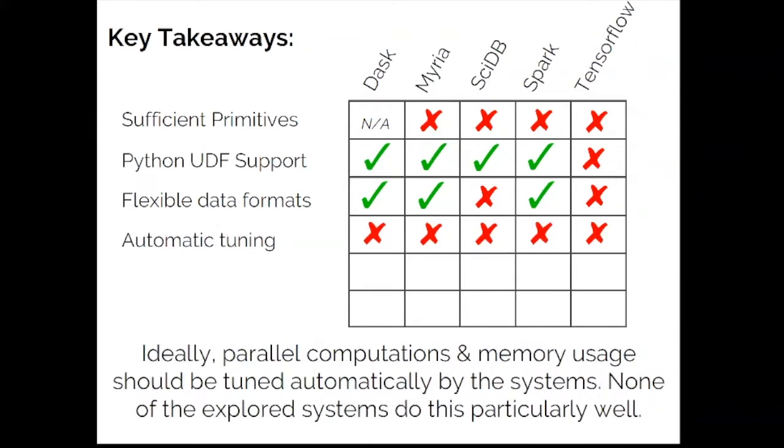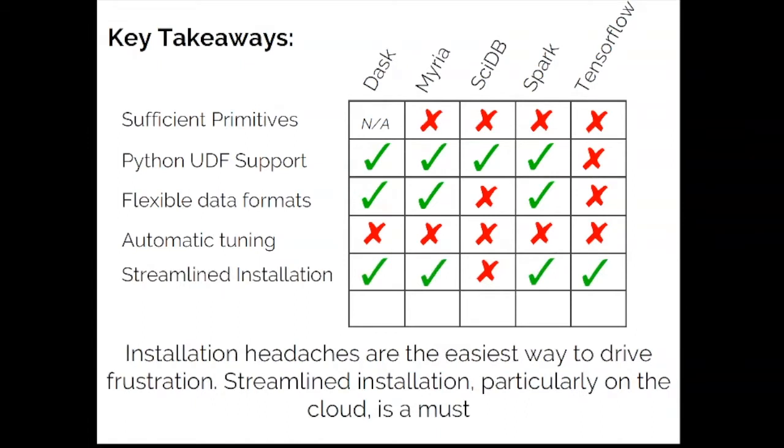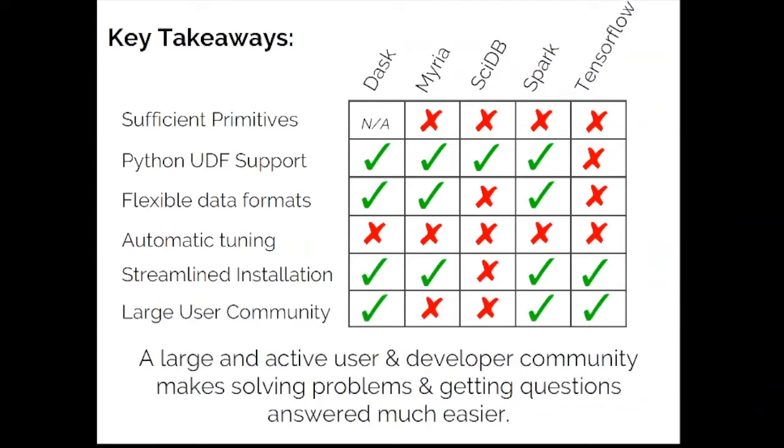None of these systems were able to automatically tune. Every single one of them needed some degree of specific expertise, someone who was familiar with the system to go in and say, this is what we need to do to make this work quickly on this data. And streamline installation: SciDB, I don't know if any of you have tried to install that before. It's a day-long headache if you're lucky. And the rest of them are pretty good. And then the user community we found was essential because when you run into problems, when you get an indecipherable stack trace when you're trying to run your things, you want to be able to type that into Google and find a Stack Overflow answer that tells you what to do, right?